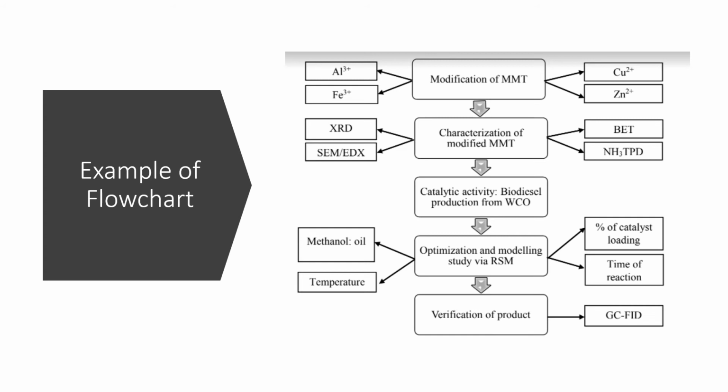Firstly, for example, this topic is about biodiesel production. So in biodiesel, you need to use a catalyst. So the first step, they have to make the catalyst first. So they need to modify the MMT. The modification of MMT is the catalyst. They modify the MMT using aluminium, ferrum, cuprum, and, what is it, zinc. So the first step in the whole research is to modify the catalyst.